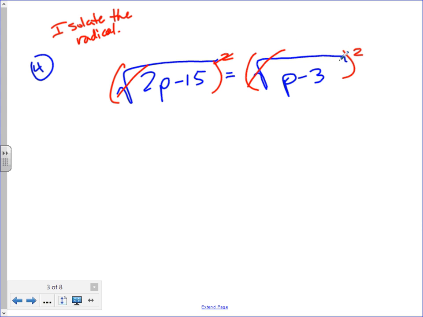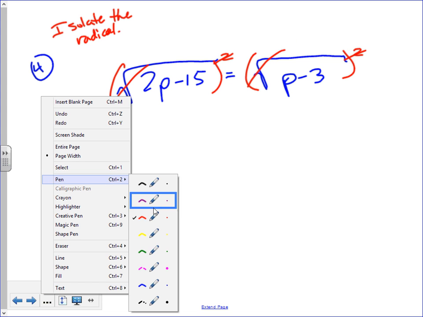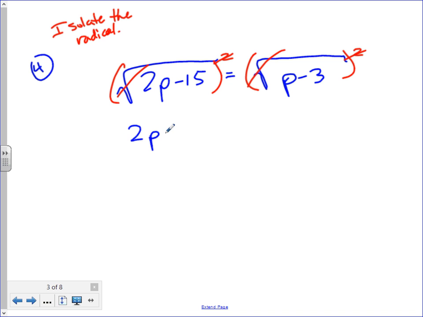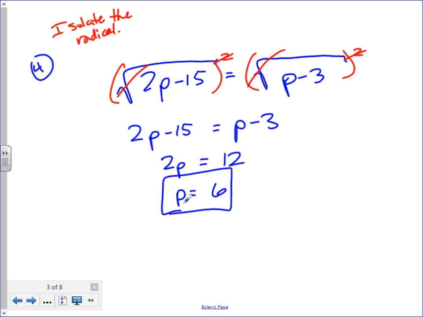Cancel. Cancel. And what's left over? I'll tell you what's left over, an algebra 1 equation. Solve for p. Add 15 to both sides. Negative 3 plus 15. Can you do that in your head quickly? Positive 12. Negative 3 plus 15. Give the sign to the higher number. P equals what? 6. Divide both sides by 2. Equals 6. Do you have to check for extraneous solutions? No. Why? Because there's only one answer.